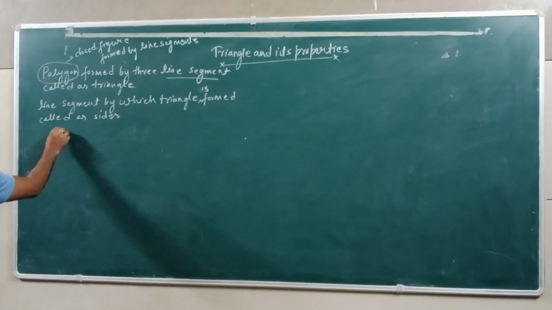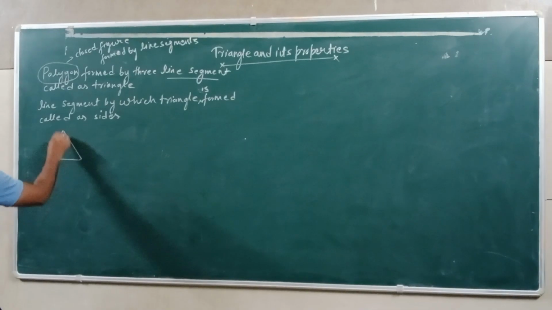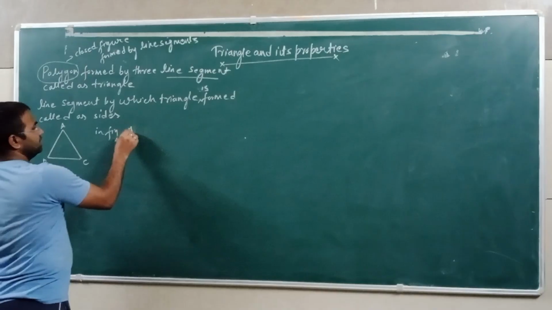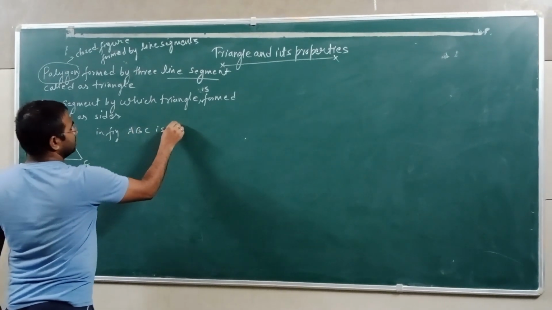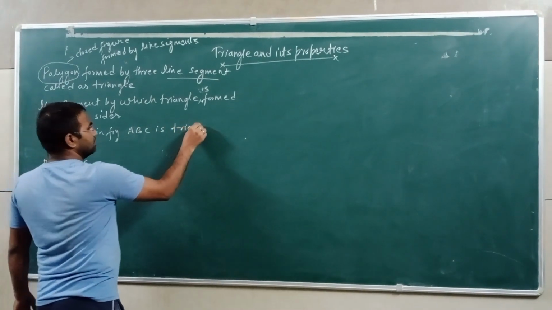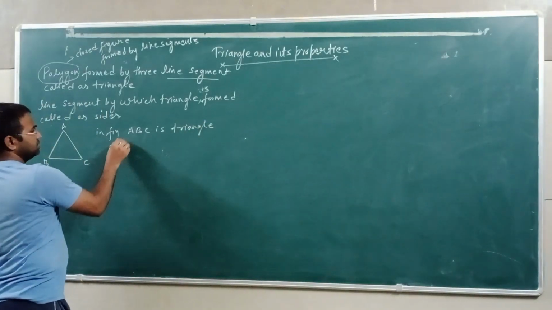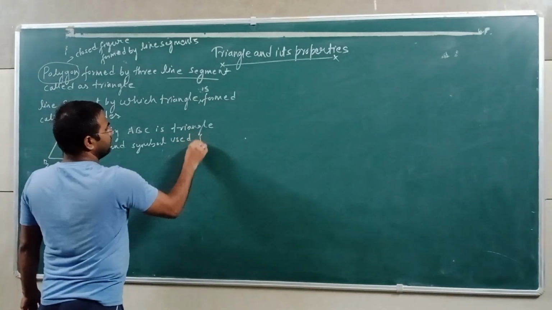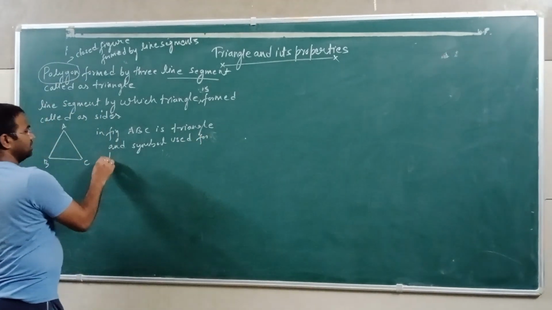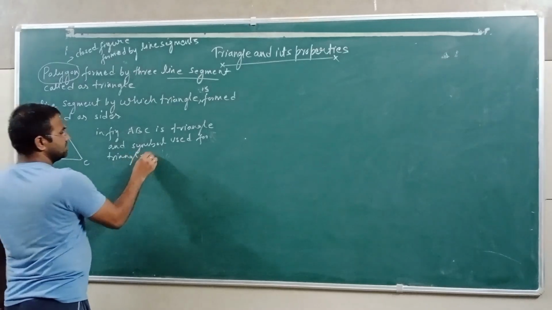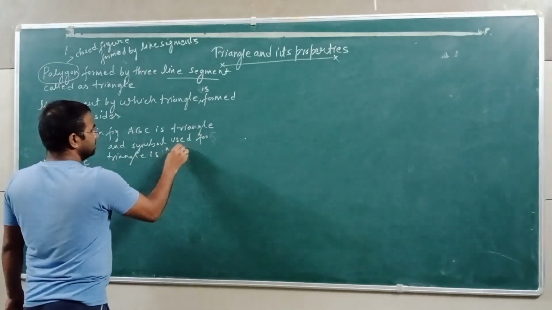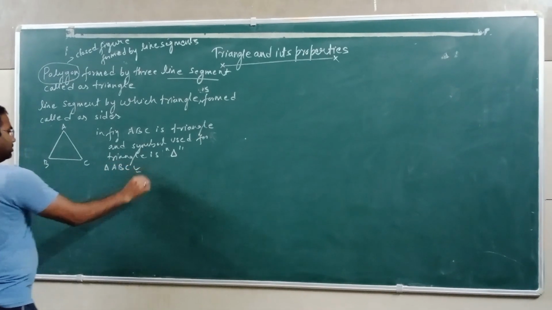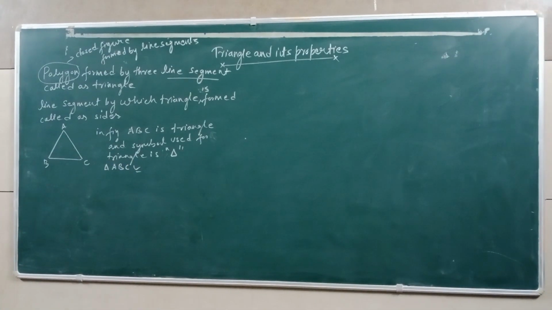So see here in the figure, you can see ABC is a triangle, and the symbol used for triangle is this one. See, this is the symbol. Suppose we have to write this triangle, so we write triangle ABC.